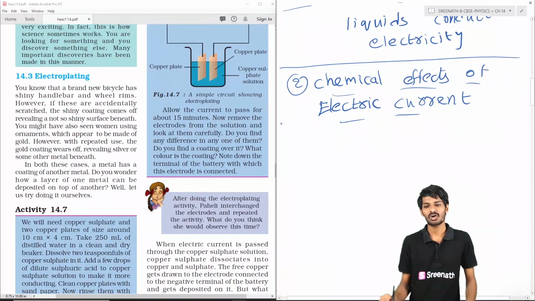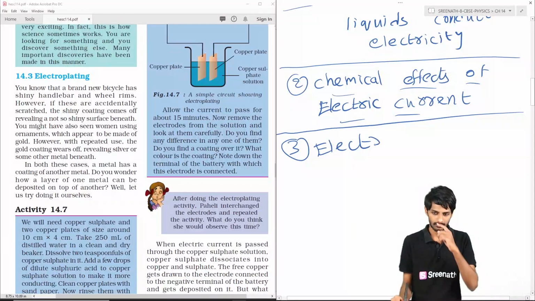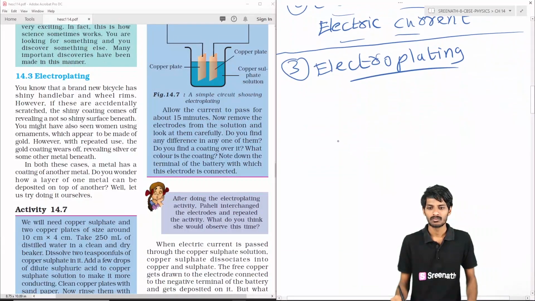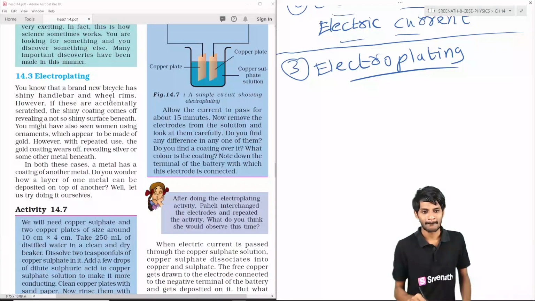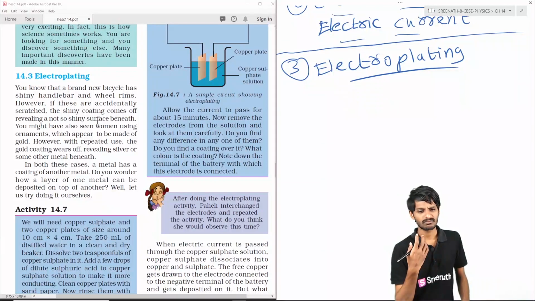So we are coming into the third topic, which is nothing but electroplating. What is meant by electroplating, students? Okay. So if you buy a brand new bicycle, you will observe that the cycle is very shiny. It has shiny handlebars, the wheels are shiny, and if you accidentally make some scratches, the shiny coating is removed. So the shiny coating is only on the upper surface. Behind that there is a non-shiny surface, students.